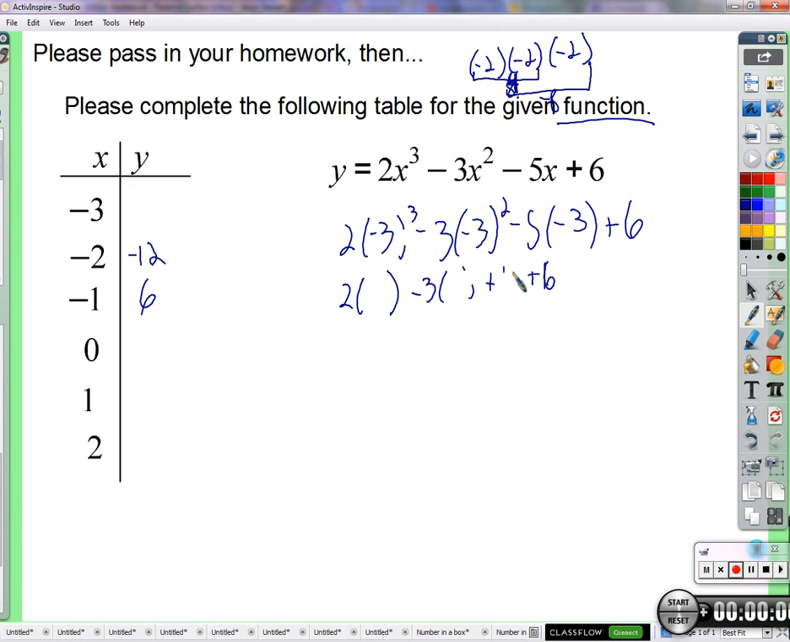Five times negative three is positive 15. I'll just throw that there. Negative three times negative three times negative three, negative 27. Two times negative 27 is negative 54. Negative three squared is nine. Negative 27 plus 15 plus six. I would pour negative 781 plus 15.